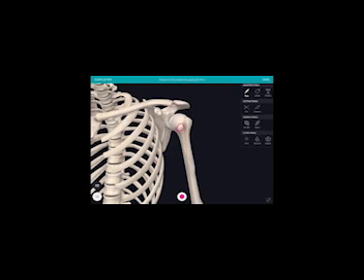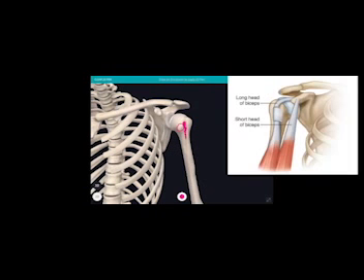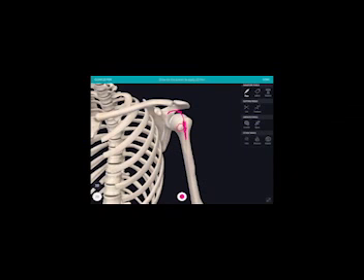And in between the lesser and greater tuberosity, we have the bicipital groove. This groove right here is called the bicipital groove. This is where the long head of the biceps tendon runs up and inserts to the superior labrum right here. The labrum is the cartilaginous structure that deepens the glenohumeral joint cavity. We'll talk about that when we talk about the glenohumeral joint. But anyway, that's the bicipital groove.